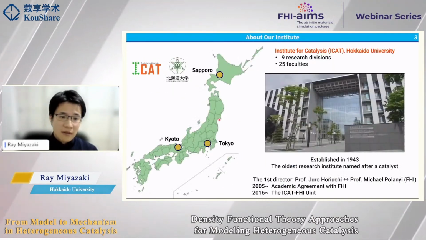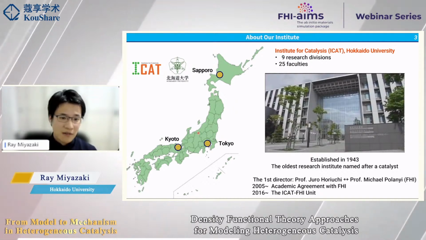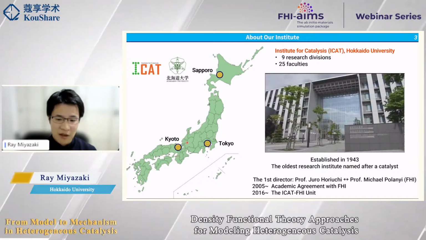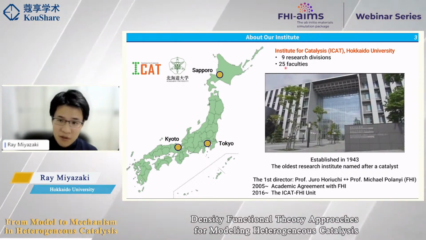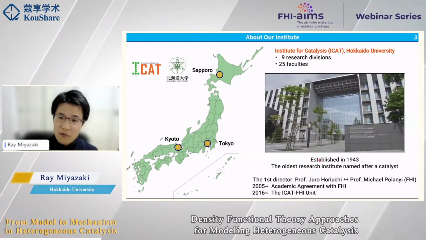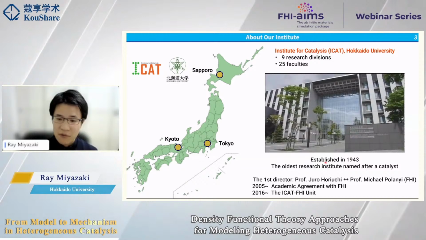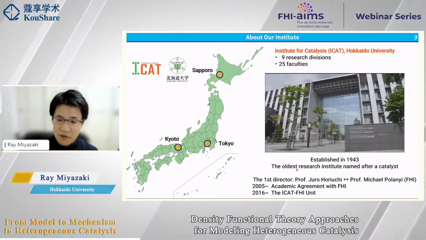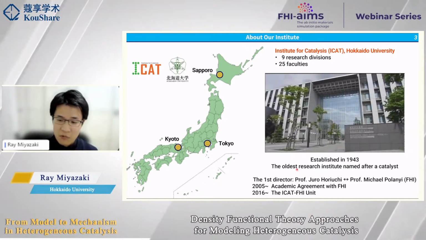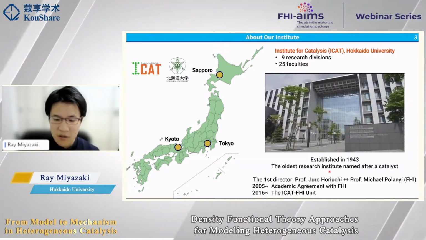And this is a brief introduction of our institute. Here, this is a map of Japan, and here are Tokyo and Kyoto on the main island. But our institute is located here, in Sapporo City, in the northern part. Our institute is relatively small, but it has a long history. It was established in 1943, and this is the oldest research institute named after the catalyst. There is also a long historical friendship between our institute and the Fritz Haber Institute.